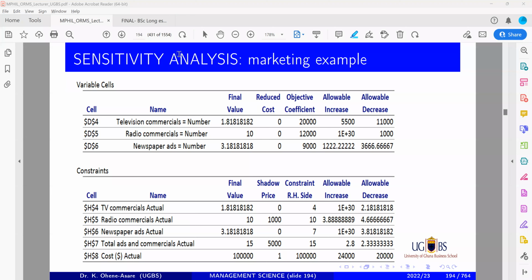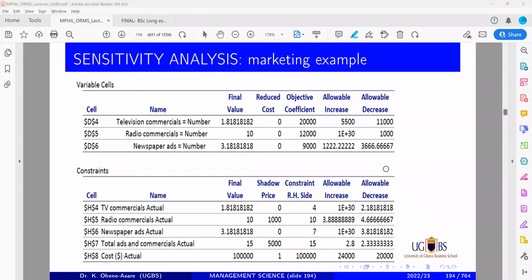Optimal solution. Yes, beauty. Dorothy. The optimal solution will be doing 1.82 TV commercials, 10 radio commercials, and 3.182 newspaper ads.